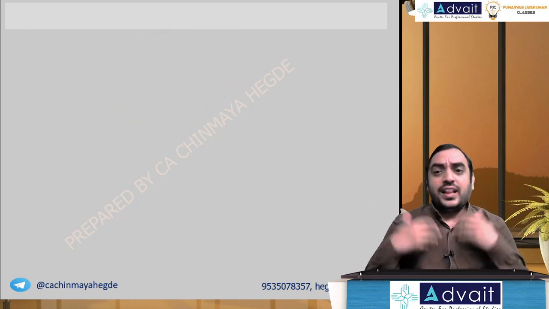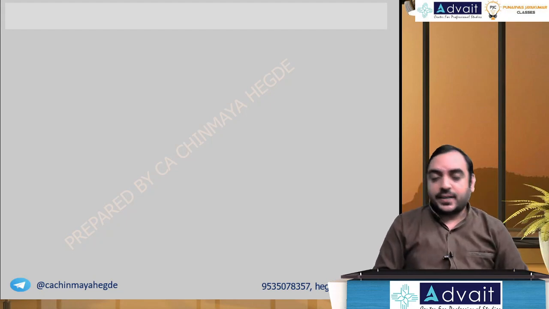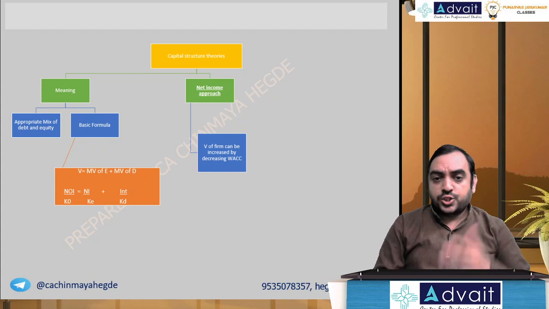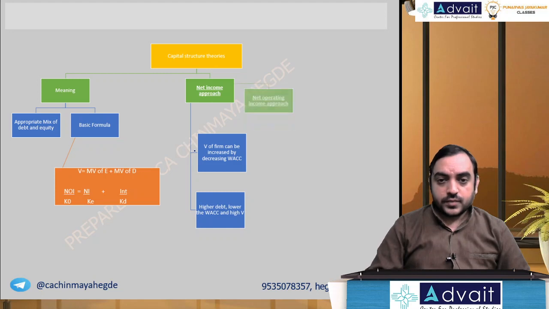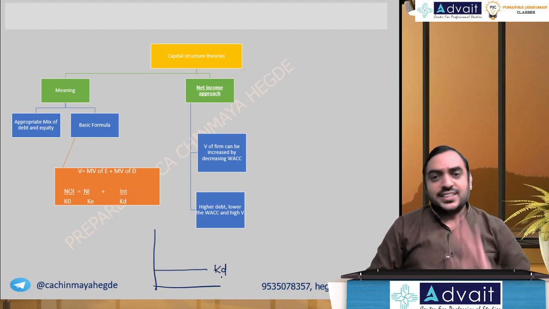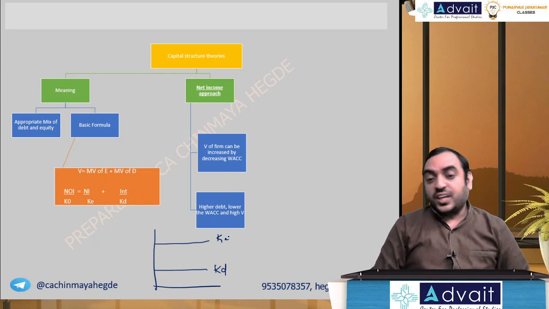So as far as the wealth of the organization is concerned, which is a better one? Should I take debt or not take debt? We have different theories. One is the net income approach. If I draw a quick graph, they say cost of debt is the cheapest. KD is the cheapest, and costliest is KE, cost of equity.